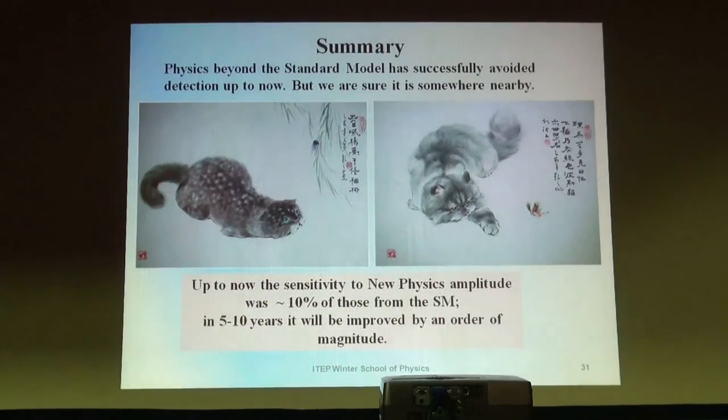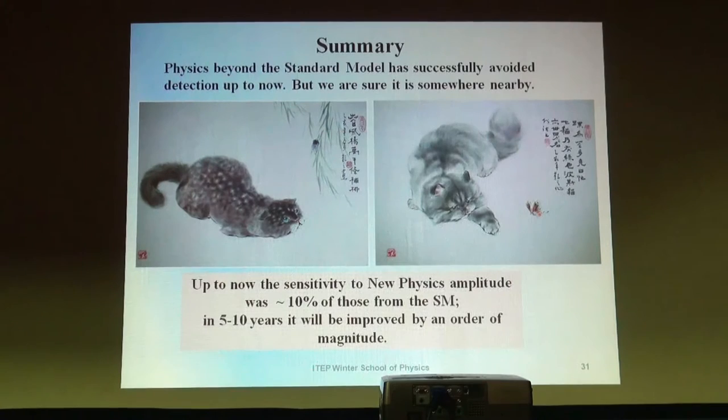Okay, so I came to the end. My conclusion is that now the sensitivity of the searches for new physics is about 10%, so we cannot exclude some contributions from new physics if they contribute less than 10%. And in 5 or 10 years, it will be improved by an order of magnitude, so we probably will find new physics. Okay, thank you.